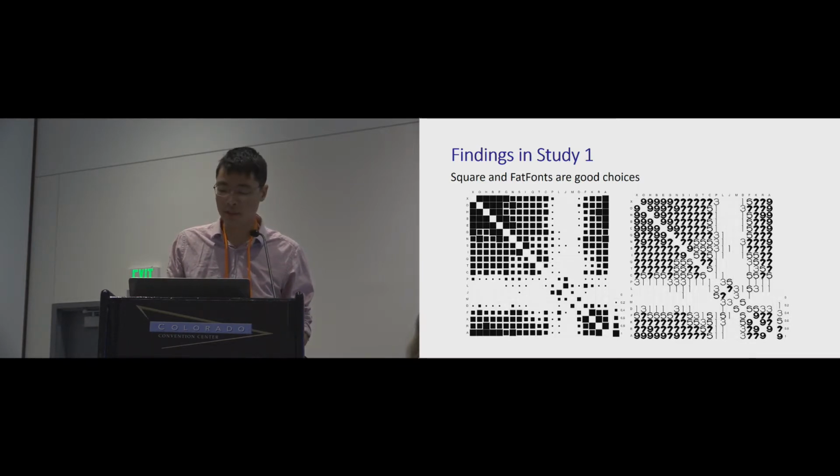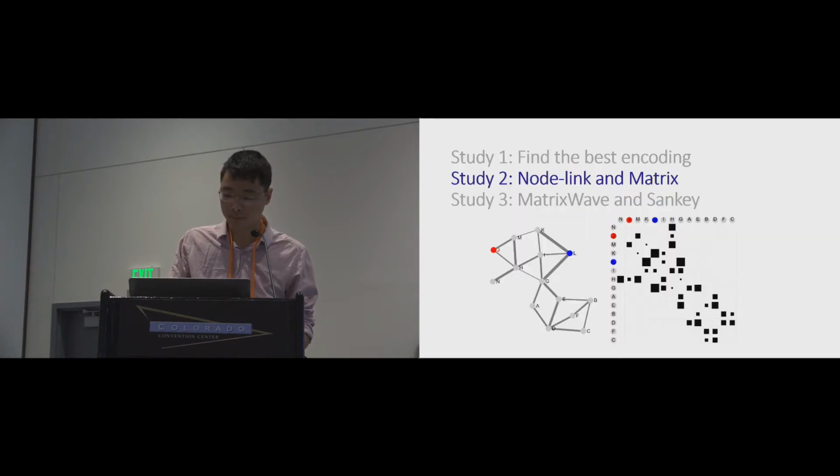We found significant differences on both views, both encoding methods. We chose square as the encoding method for the following studies because it's more likely to be a familiar representation for most people.